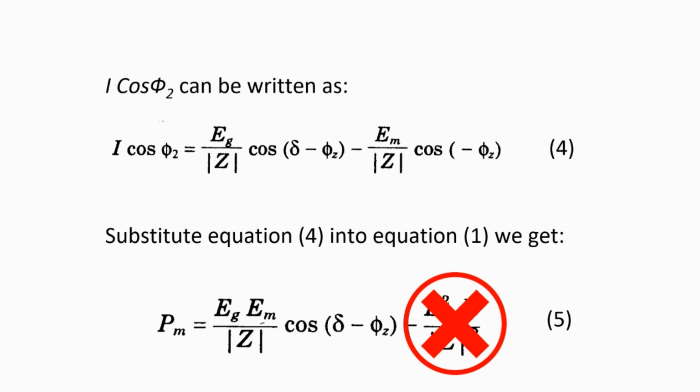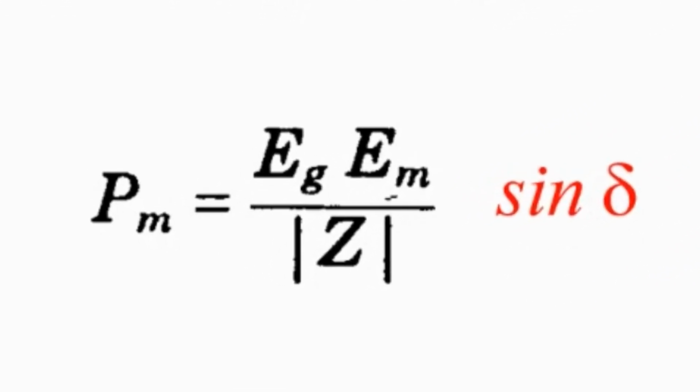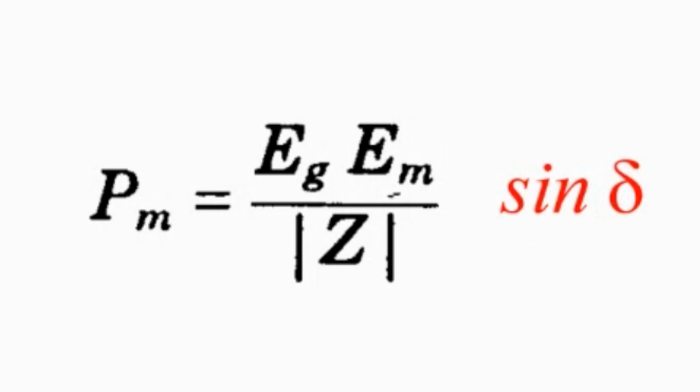Ms. Aisha Tariq, you cannot give a number. Yes, you have delta, you have a variable. It will never be a number. Cosine delta minus 90 degrees will be sine delta. Cosine of delta minus phi Z, with phi Z equal to 90, equals sine delta. So this is the equation. This is the simple equation for power delivered at the load site.